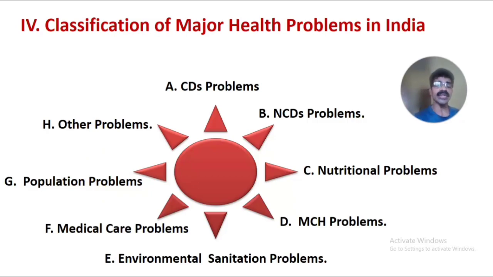We have various other economic related, income related, education related or even social problems. All that comes under other major health problems. So these are the 8 important classifications of major health problems. In this video, I am not going to explain in detail all the specific problems. I will make separate videos for communicable disease problems, non-communicable disease problems, nutritional problems, MCH problems, etc. So you can use this part 1 as a general video on major health problems.